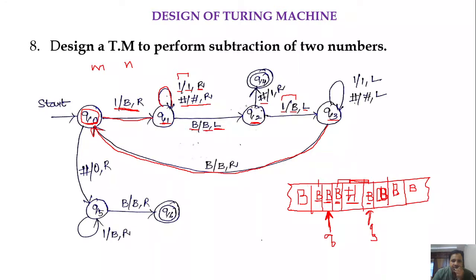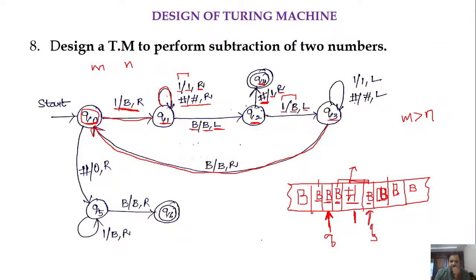So when we get hash in q2, we replace that hash with a 1, move the head towards right, and change the state from q2 to q4. So this is the case when the m value is greater than n.